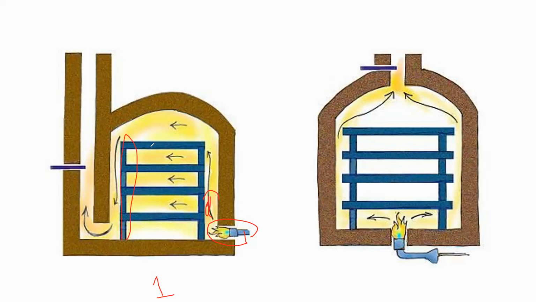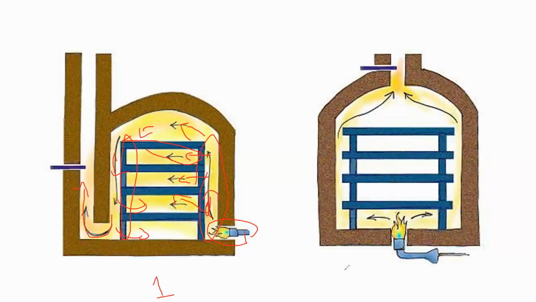These are the bricks, the different layers of bricks which are kept. Here the heat gets turned around and goes completely like this. Once heat goes inside the kiln, it will take rotations. After taking so many rotations, it will go out.